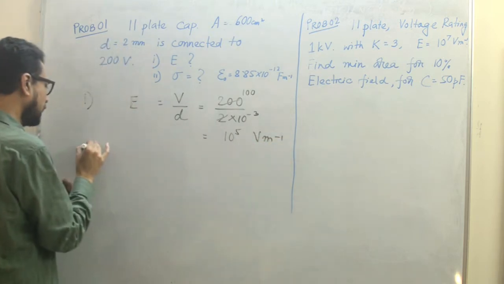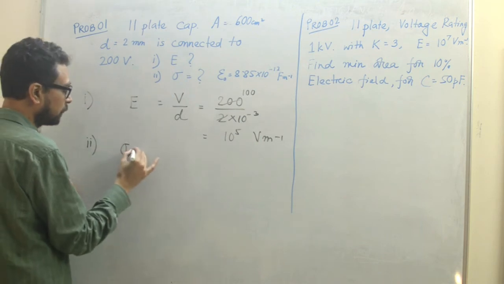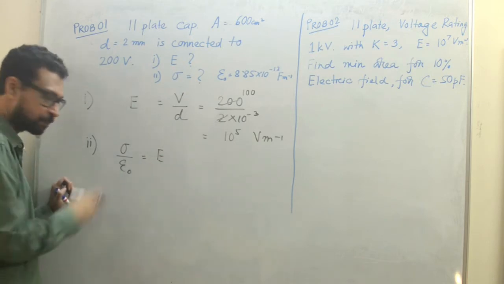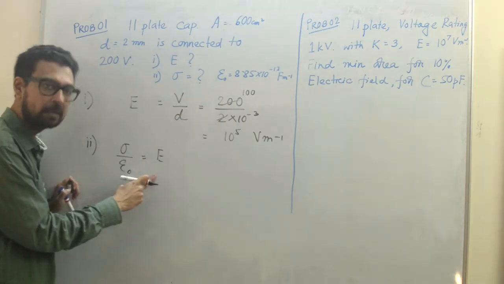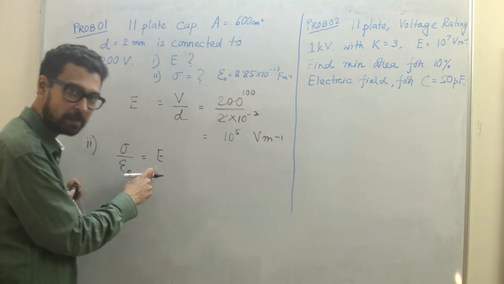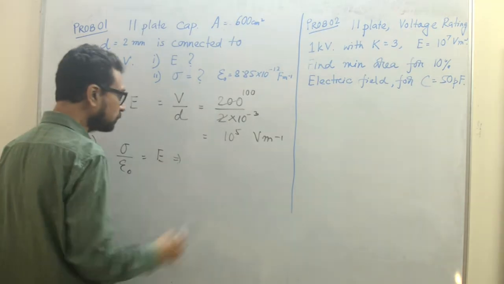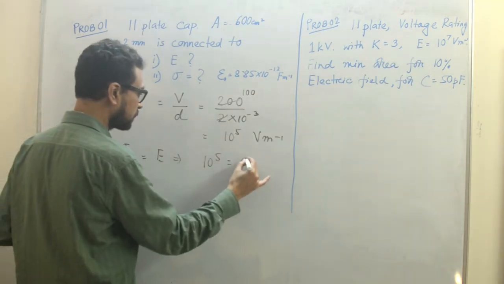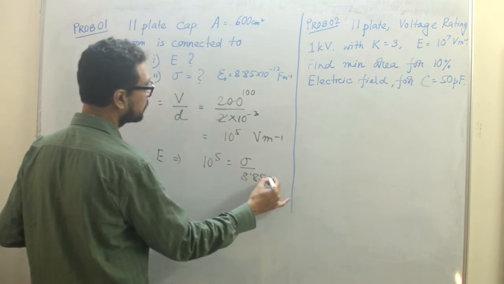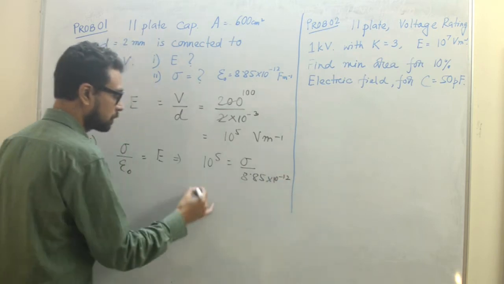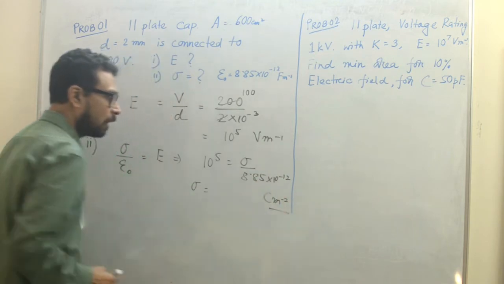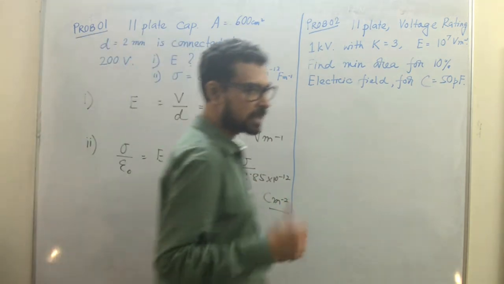This is the electric field, and similarly now we can easily calculate the value of sigma. Sigma by epsilon naught is the electric field inside the parallel plate capacitor. This expression we even used for the deduction of the parallel plate capacitor, you remember that. Okay, so we can write 10 to the power 5 is equal to sigma by epsilon naught, which is 8.85 into 10 to the power minus 12. So from here you can calculate the value of sigma, which will be in coulomb per meter square. Just calculate and find the value.